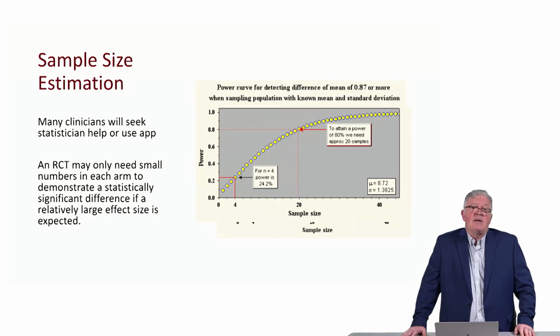An RCT may only need small numbers in each arm to demonstrate a statistically significant difference if a relatively large effect size is expected. So don't criticize an RCT for small numbers when it's actually been adequately powered to demonstrate an effect.